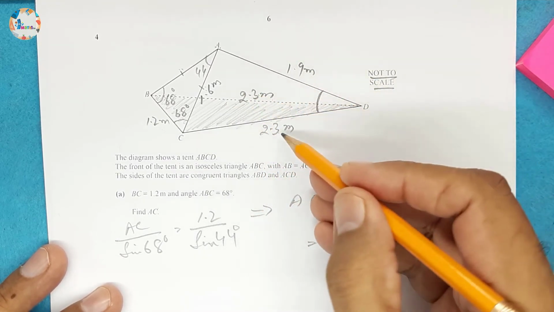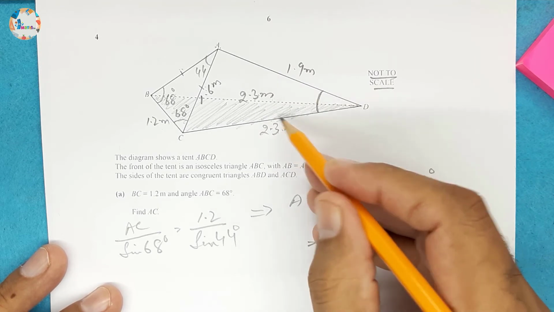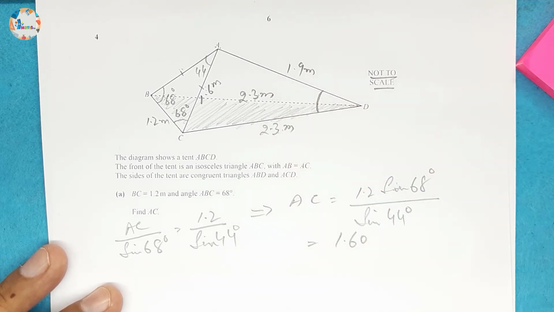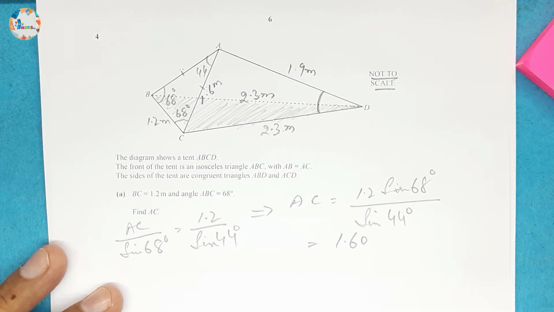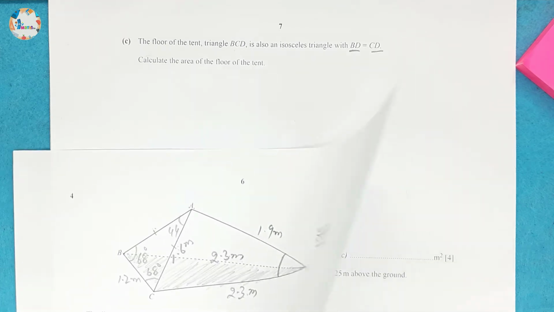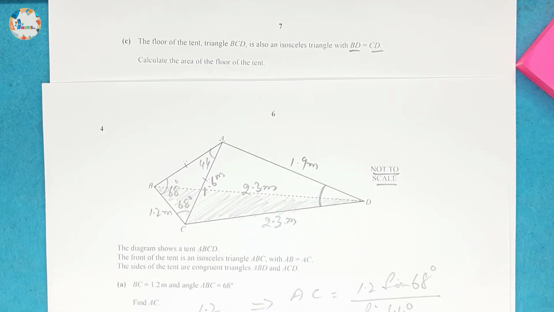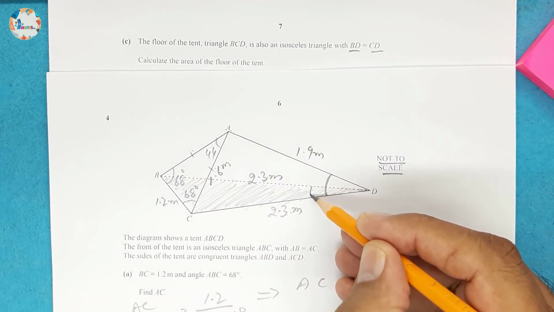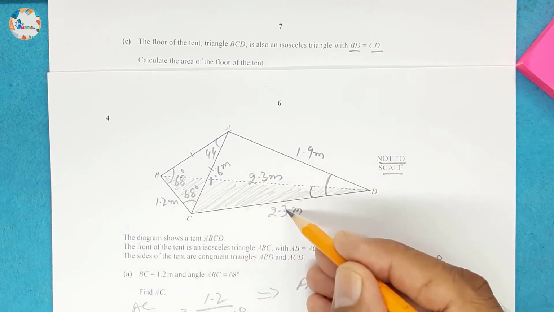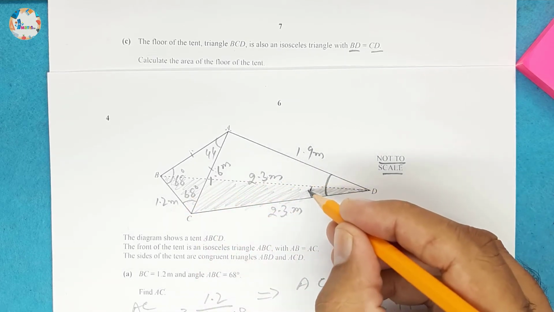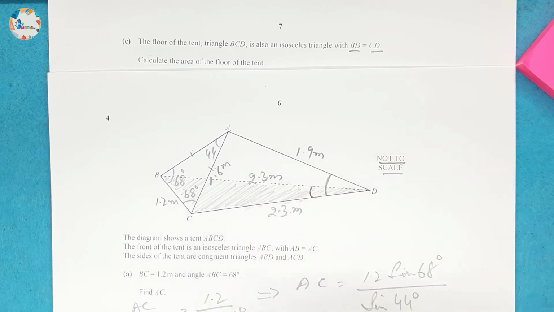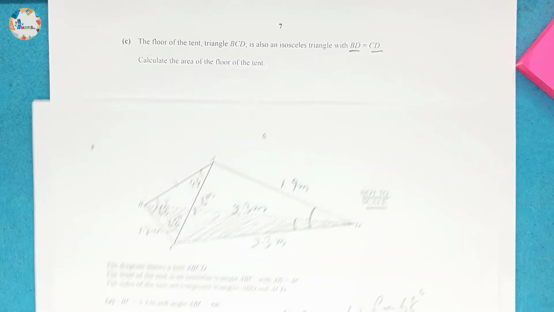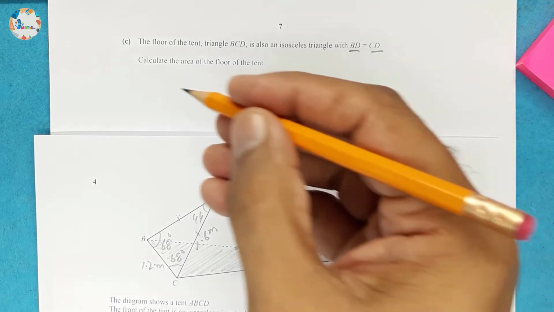So we have this measurement, and we need an angle also, then we'll be able to find the area. This is a 4-mark question. Basically we are considering this shaded triangle, and we need this angle. We have all three sides, so we will use the cosine rule to find this angle. Then after finding this angle, we will find the area of the triangle.